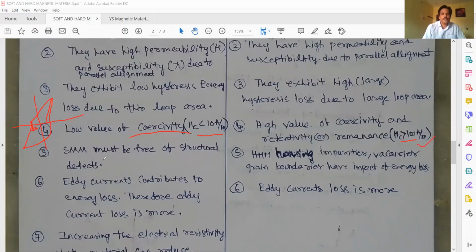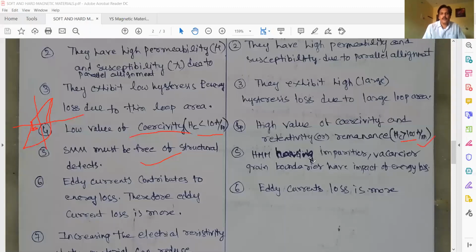Next, the fifth difference is that soft magnetic materials must be free of structural defects. If structural defects are more, then the coercivity value increases. That's why soft magnetic materials must be free of structural defects. Structural defects, impurities, grain boundaries, dislocations, all come under structural defects. Structural defects also impact the magnetization of the material.